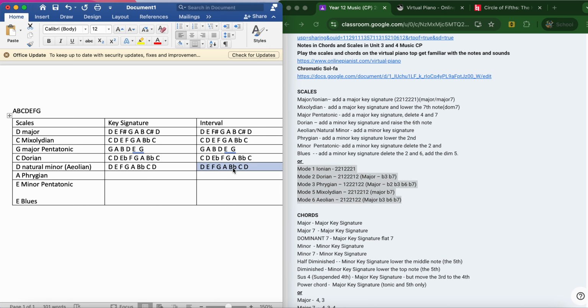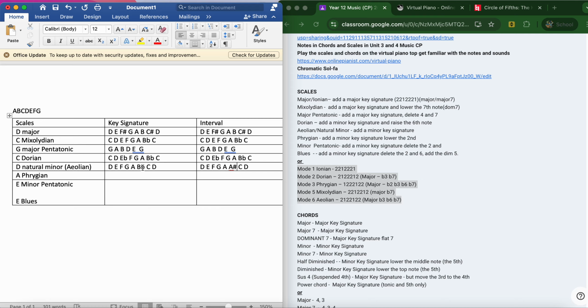So one of the main reasons I'm not into the interval pattern system is because I've seen it too many times. People just learn the interval pattern and they end up with an answer like that, because they don't do that first step. That will be wrong. If you write that on the exam, it's going to be marked wrong.